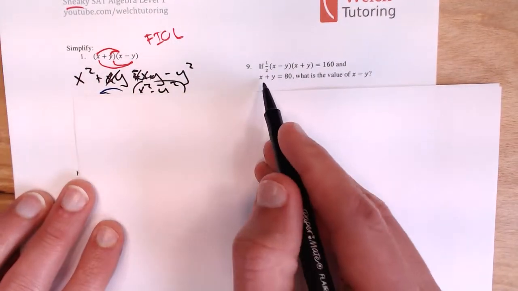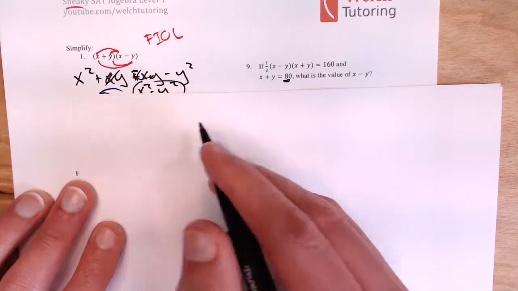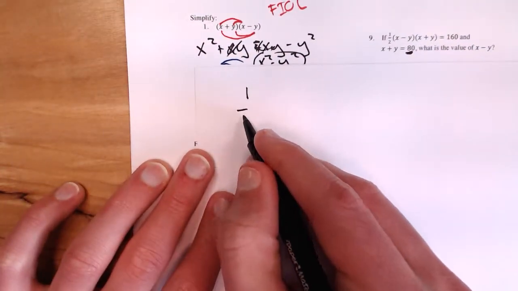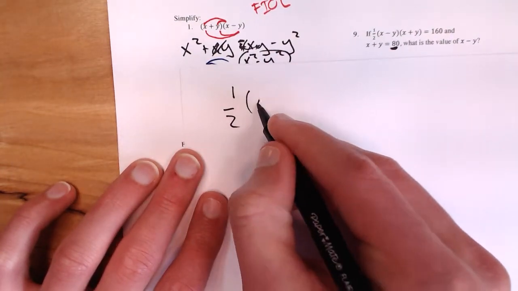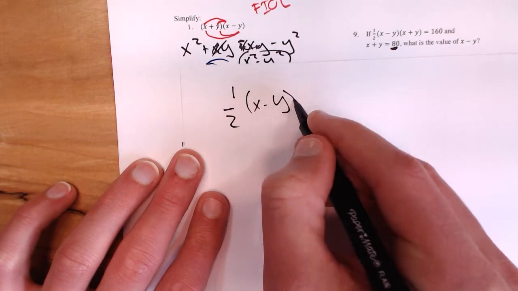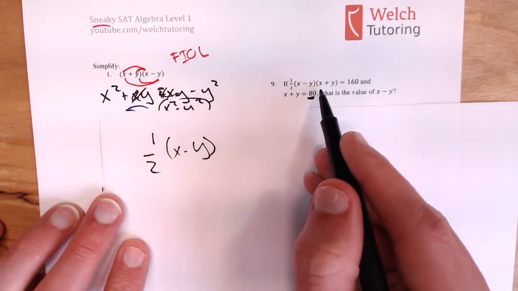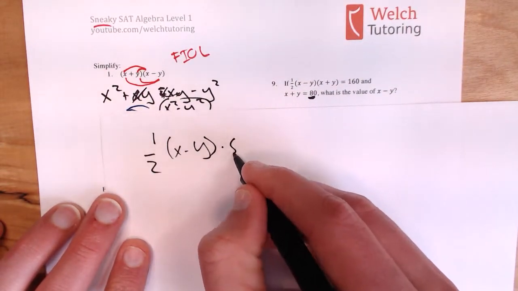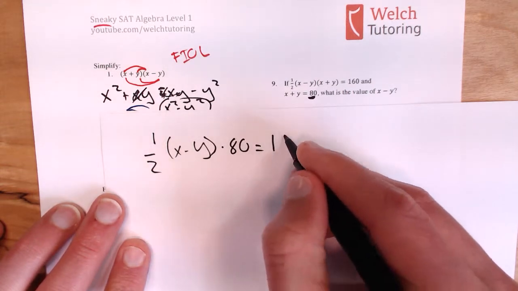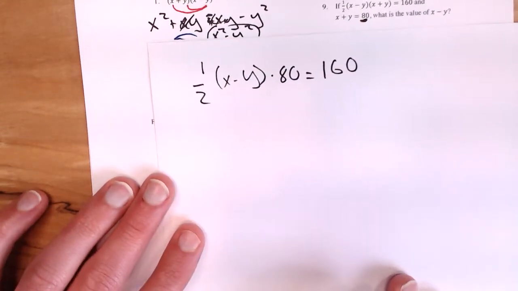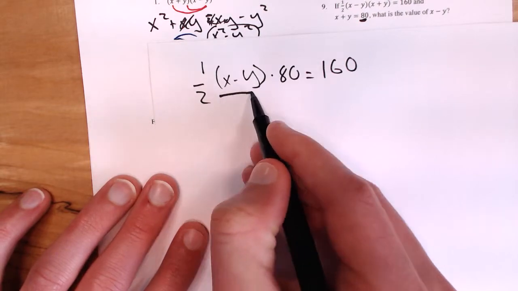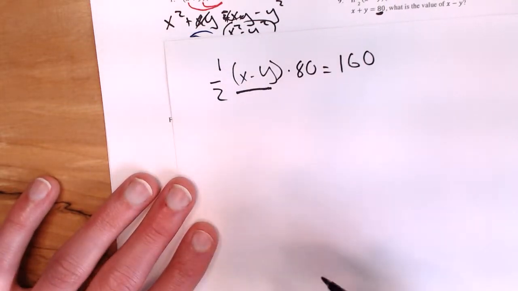So notice we already have x plus y. We know what it is. It's 80. So I'm going to go ahead and plug it in. So I'll write 1/2 times x minus y, just like the formula says. And I know what x plus y is. It's just 80. So I'll write times 80 equals 160. Okay, and they're asking for the value of x minus y. So I'm just going to solve for this.